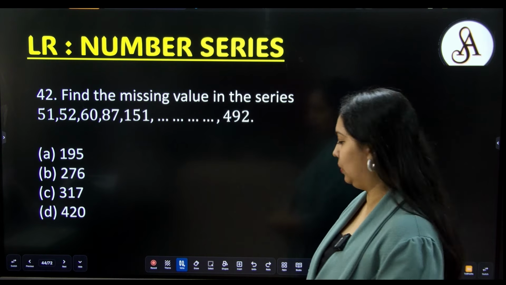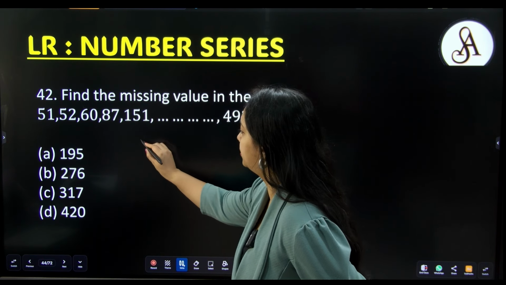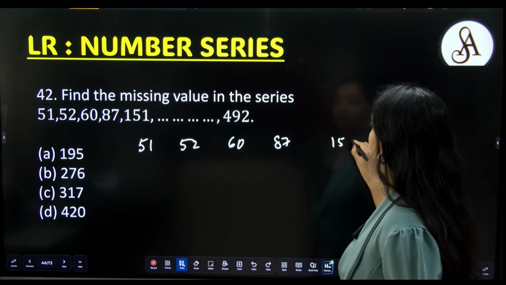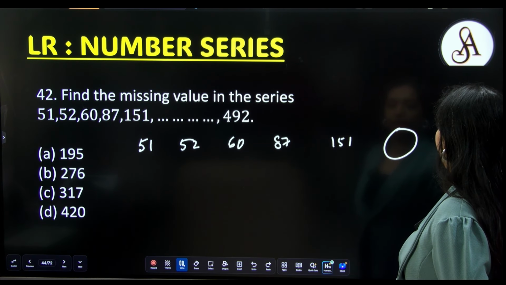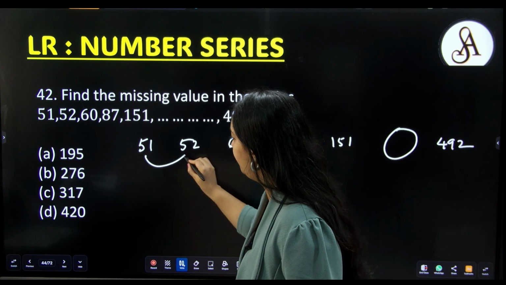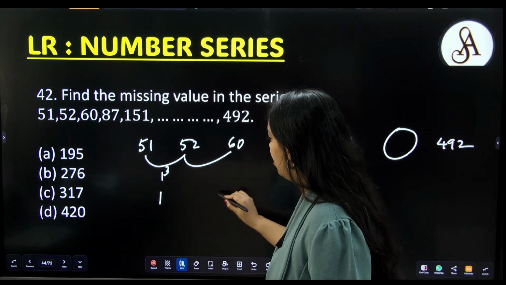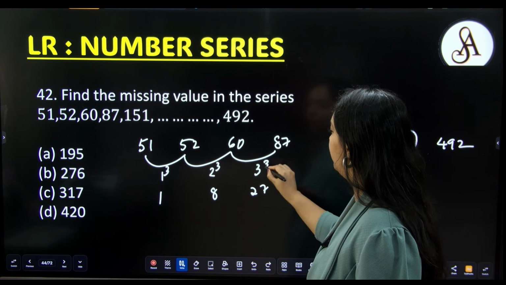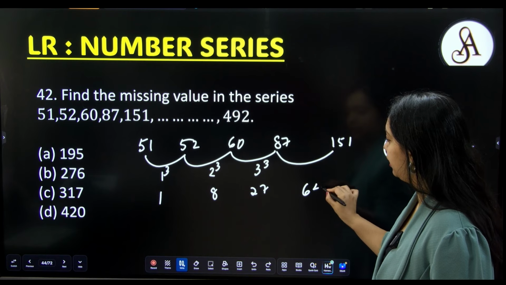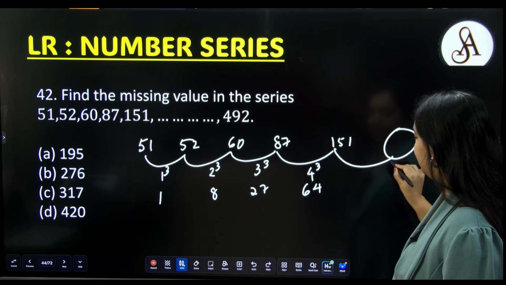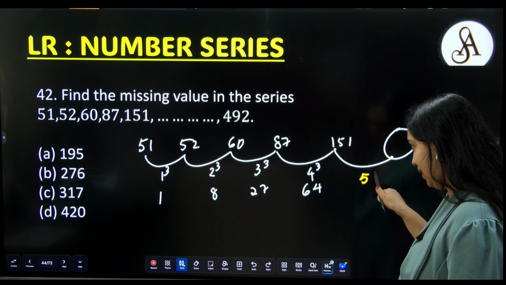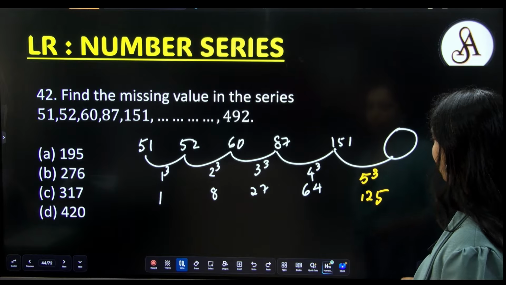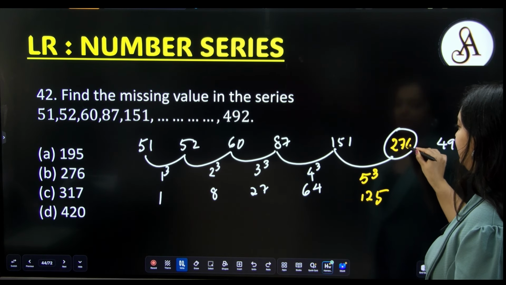Next, find the missing value in the series. Last question we did squares, correct? This question we are doing cubes. 51, 52, 60, 87, 151, question mark, 492. Find the difference now. 1, which is 1 cube, 8, which is 2 cube, 27, which is 3 cube, 64, which is 4 cube. So the next one has to be 5 cube, the difference 125. Add 125 to 151, you are going to get 276.